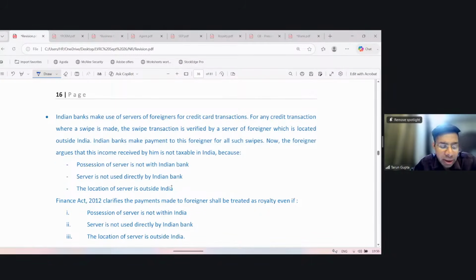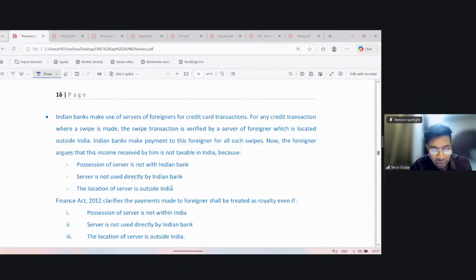Now see, Indian banks make use of servers of foreigners for credit card transactions. For any credit transaction where a swipe is made, the swipe transaction is verified by a server of a foreigner which is located outside India. Indian banks make payment to this foreigner for all such swipes. Now the foreigner argues that his income from the Indian bank is not taxable in India because possession of the server is not with the Indian bank, the server is not used by the Indian bank, the location of the server is outside India.